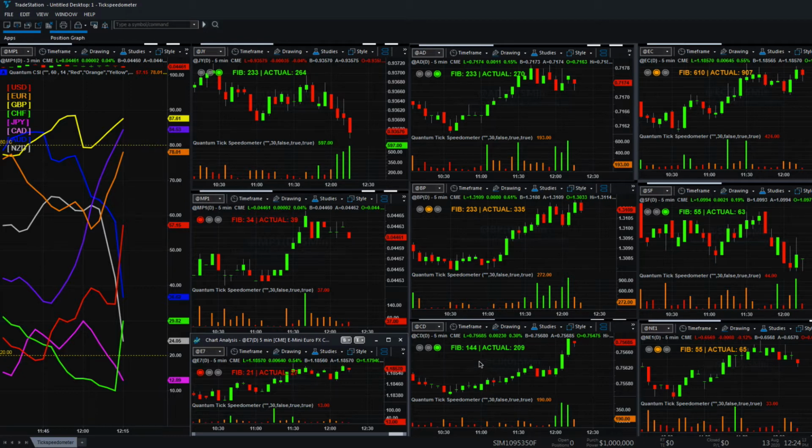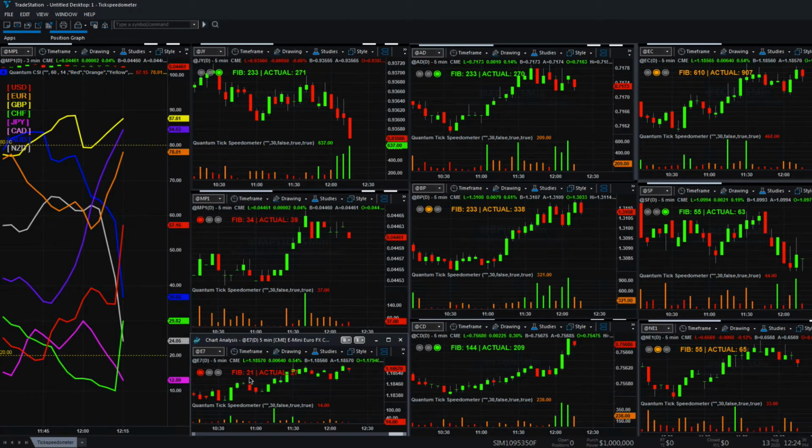Moving across here, what have we got? 144 Canadian. British pound, we're on 233, so same as the Aussie and same as dollar yen at the moment. Mexican peso, as you might expect, very low, only 34. So a low tick count for that particular currency. In Euro yen, what are we down at? We're down at 21, so pretty low for that one as well.